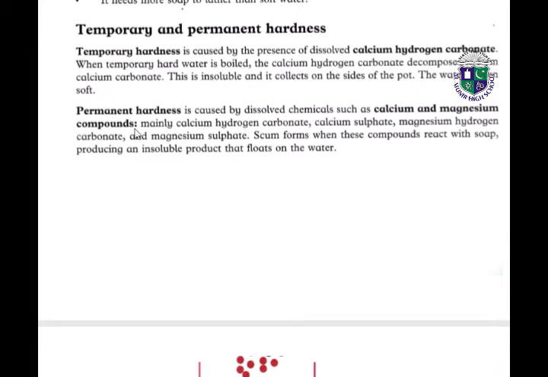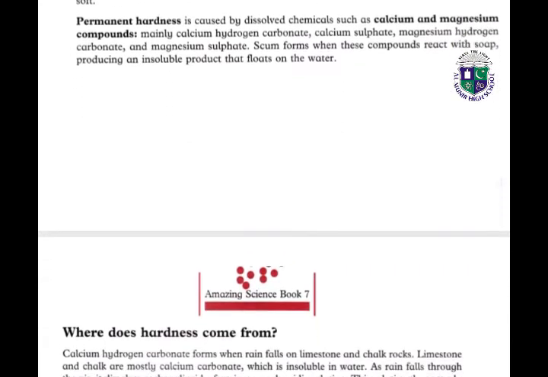Next, we have permanent hardness, which is caused by dissolved chemicals such as calcium and magnesium compounds, mainly calcium hydrogen carbonate, calcium sulfate, magnesium hydrogen carbonate, and magnesium sulfate. All these cause the permanent hardness of water. Scum forms when these compounds react with soap, producing an insoluble product that floats on the water. So this is called the permanent hardness of water.